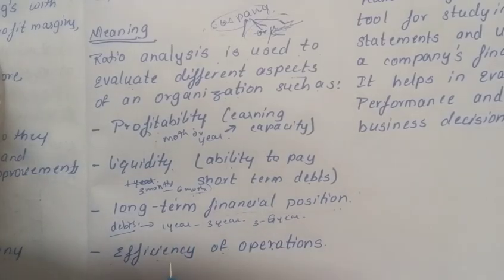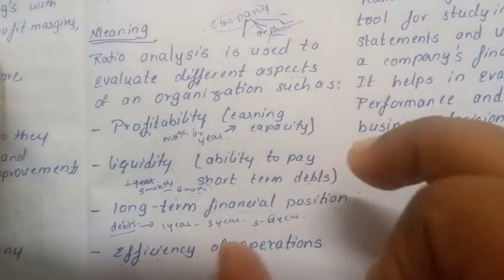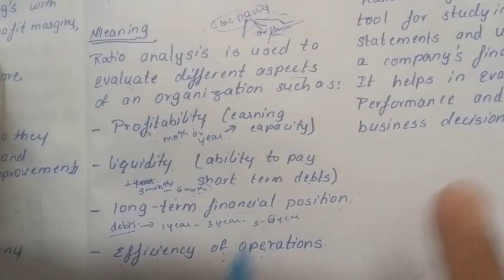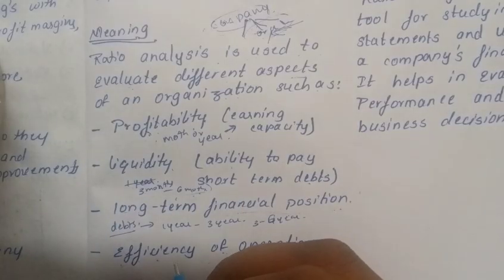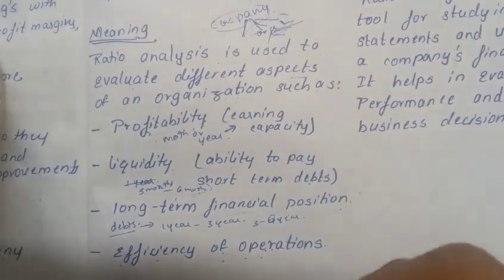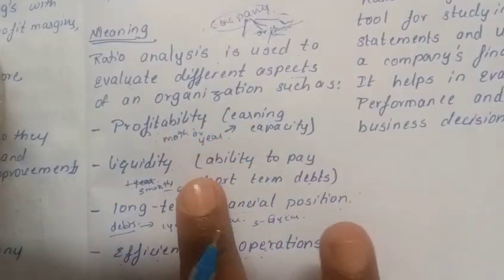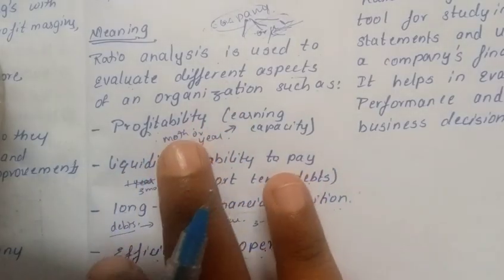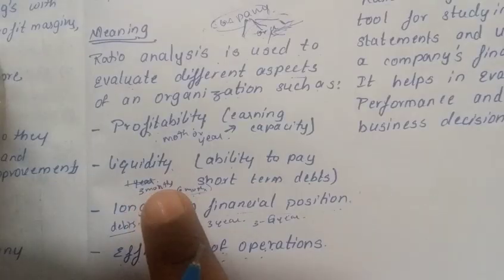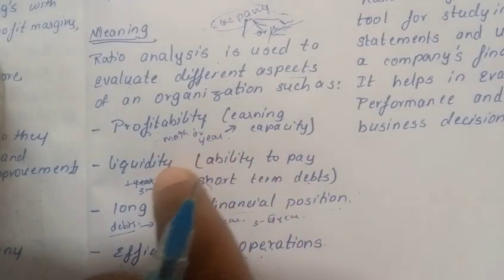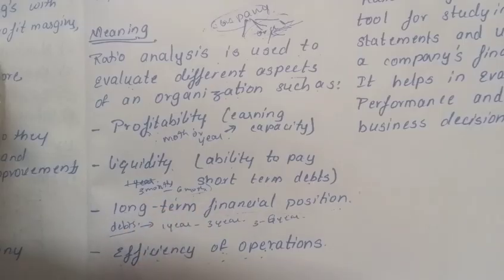Okay, next, efficiency of operation. What is efficiency of operation? It tells how well a company uses its resources. These are aspects, and the resources in a company are time, money, and labor, used to achieve a goal. So, how a company uses resources like time, money, and labor to achieve its goal.